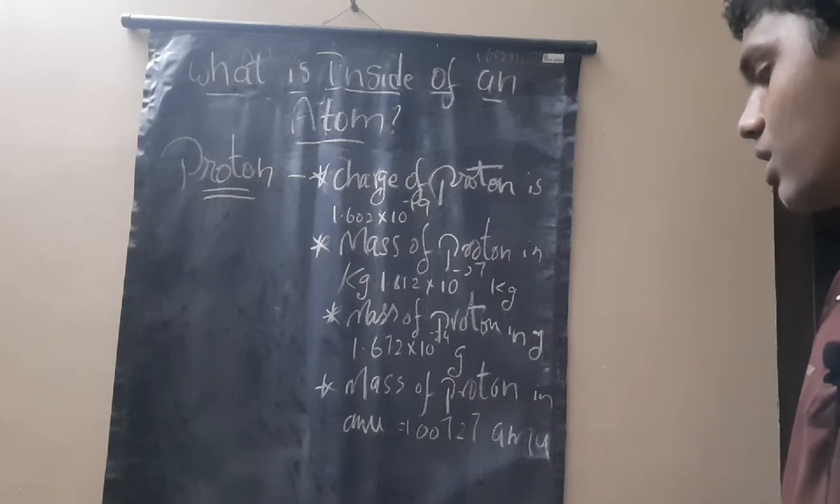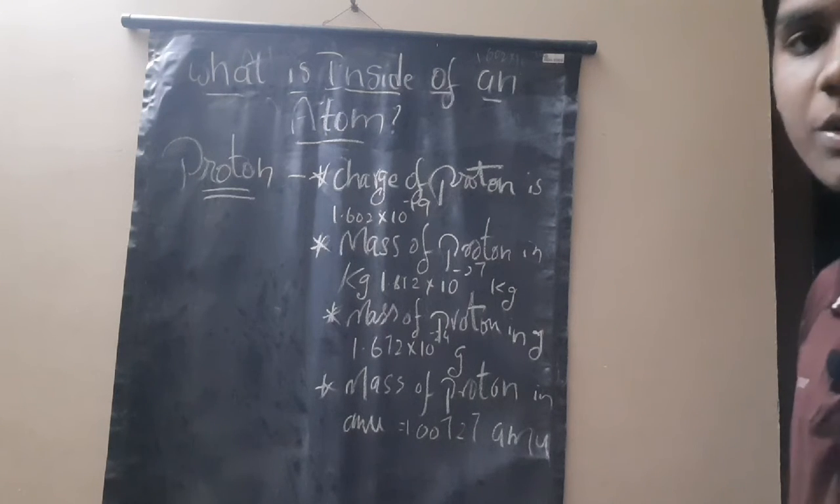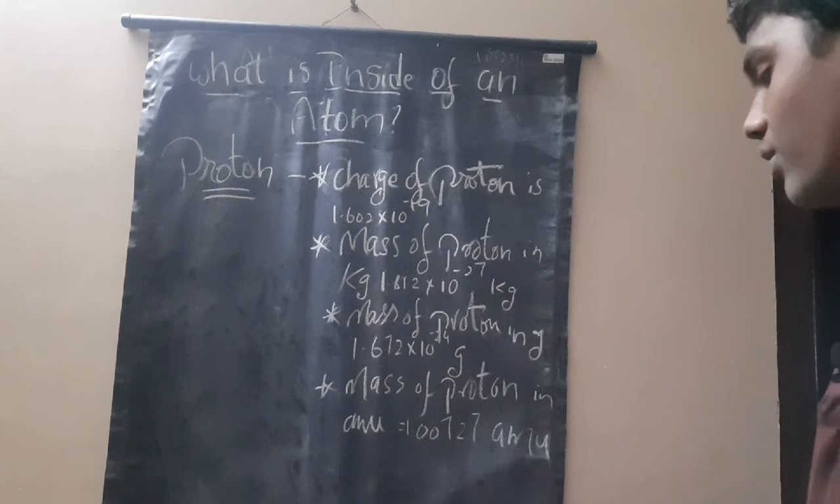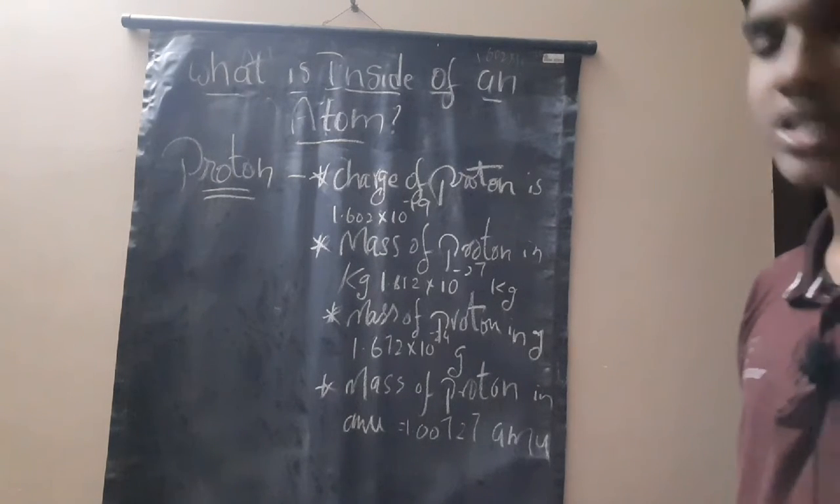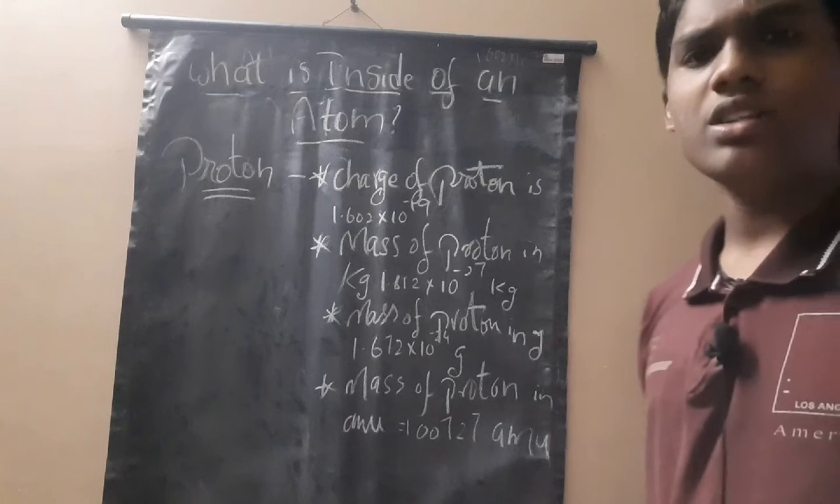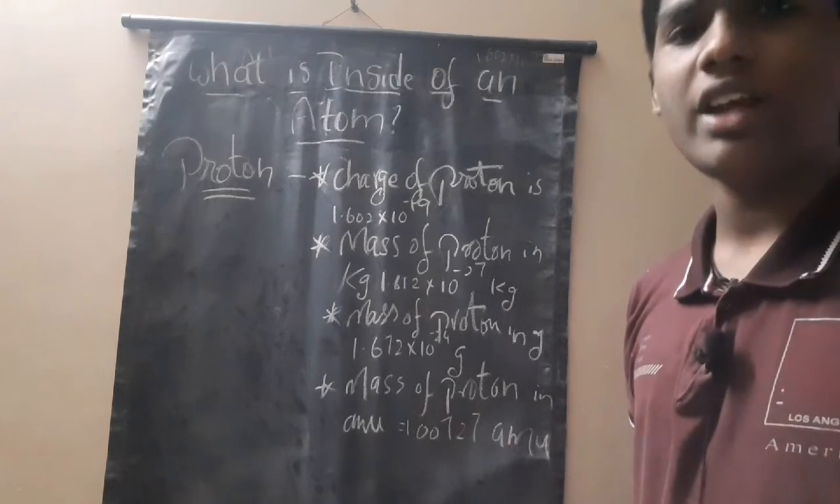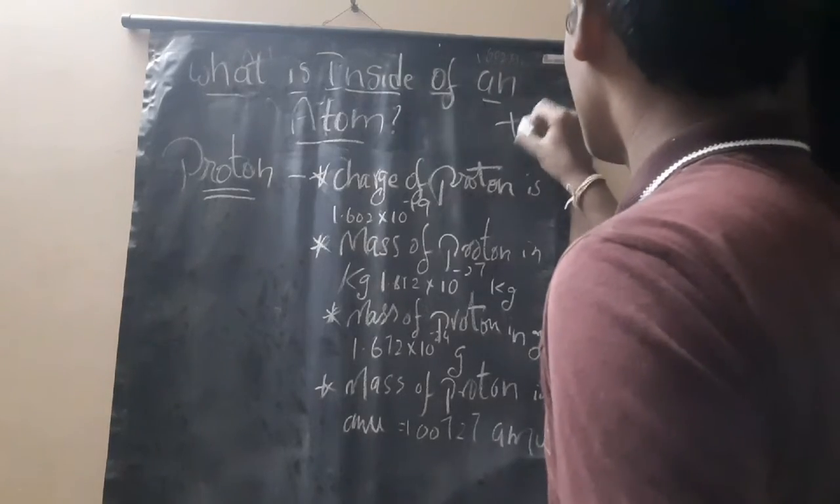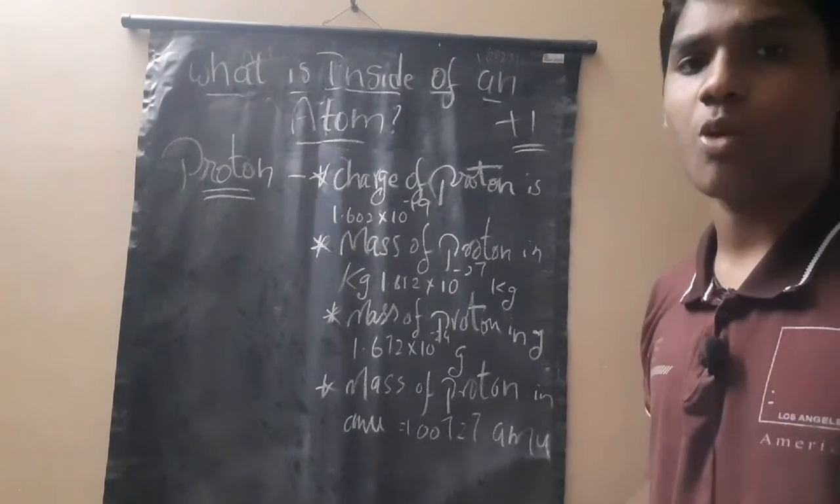Lastly, the mass of the proton in atomic mass units is 1.00727 atomic mass units. And the last point is that the relative charge of the proton is plus 1. Okay, the relative charge of the proton is plus 1. This is the last point.